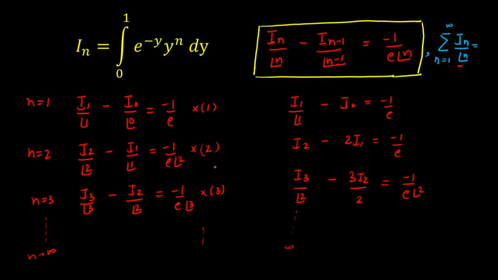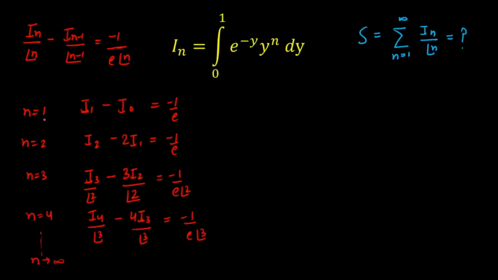Now I'll show you why I have multiplied by 1, 2 and 3 in order to get the desired result. In the previous slide I got this result for n is equal to 1, that is I1 minus I0 is equal to minus 1 upon e. For n is equal to 2 I got I2 minus 2 of I1 is equal to minus 1 upon e. Similarly for n is equal to 3 and so on up to infinity using this reduction formula.